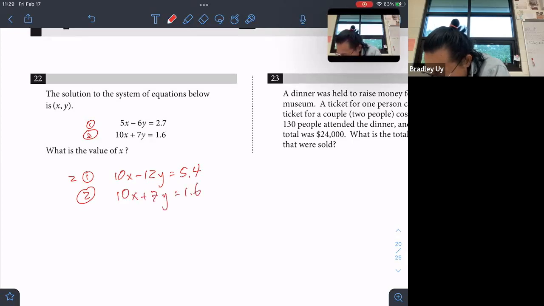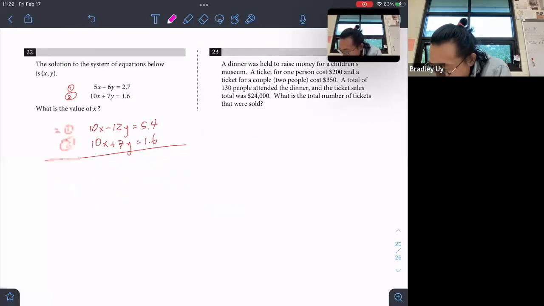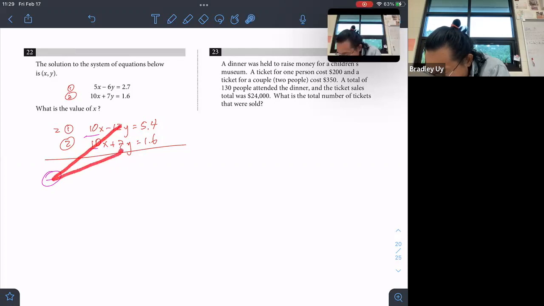Equals 1.6. Okay. The first thing we have to do is not just automatically cross these out. Okay, guys, we're going to choose an operation to eliminate these two. Since these are exactly the same, we are going to subtract. So make sure you subtract everything. Okay, everything has to go through this operation. So we have negative 12y minus 7y, that's negative 19y. And if you have 5.4 minus 1.6, that's 3.8.